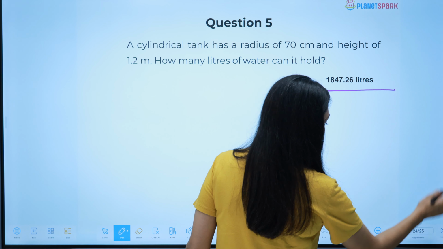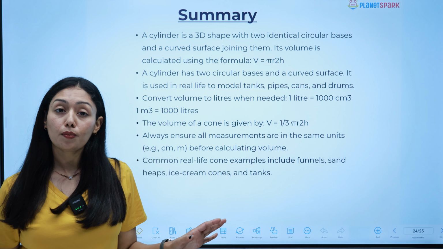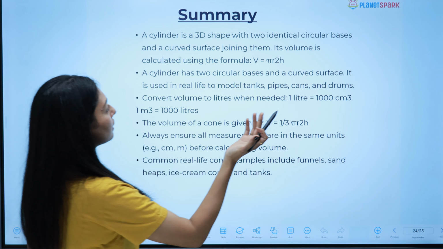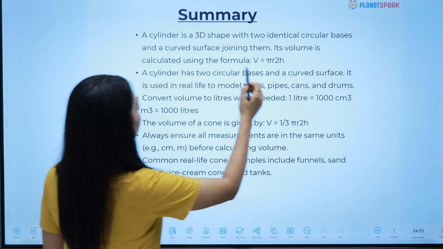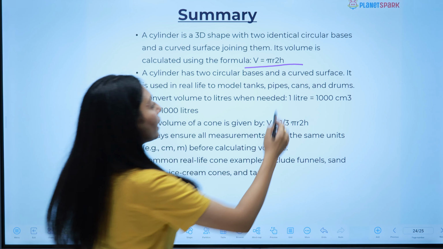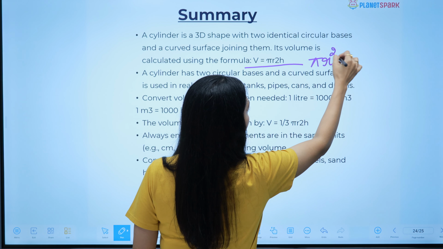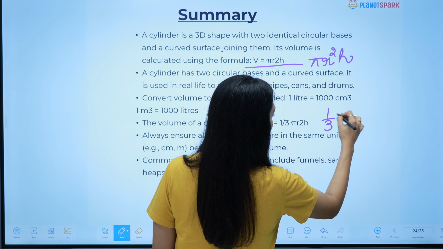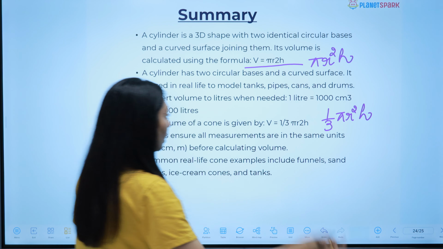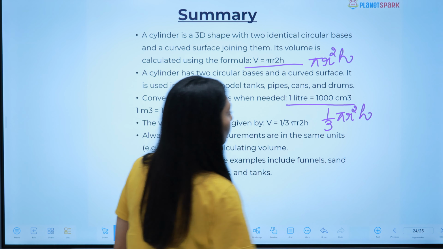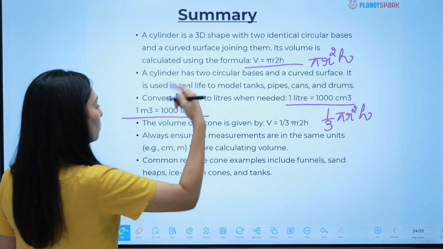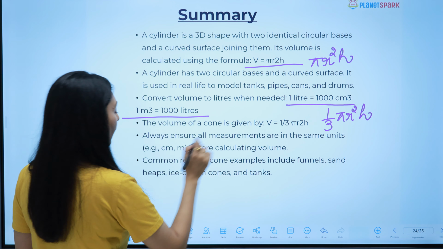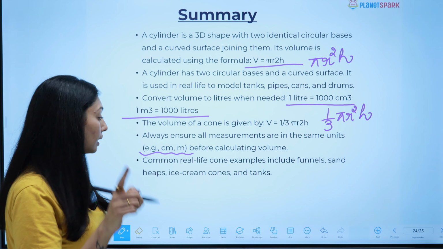Okay, everybody? So that was all here in volumes. Let's quickly summarize what we learned here. Cylinder and cone, right? We know they are 3D shapes, and for cylinder the volume is given by pi r square h. Okay, and for cone it is 1/3 of that, so 1/3 pi r square h. Remember the conversion there, 1 unit is equal to 1000 centimeter cube. 1 meter cube is equal to 1000 liters. Okay, volume of a cone, and always ensure that the units are the same before calculating the volumes.